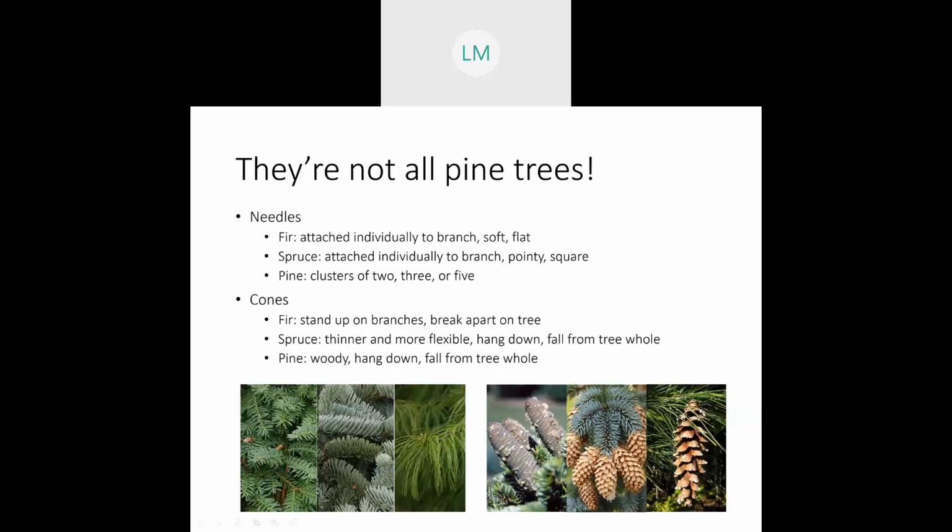And then our cones are different also. So fir cones look like this. They stand upright on the tree, and they actually break apart on the tree. They don't fall off whole. And then with our spruce trees, these are going to be thin and flexible cones that hang down and then fall from the tree. So if you find a cone on the ground that's kind of flexible, it's not really woody, that's a spruce cone. So it's not a pine cone, it's a spruce cone.